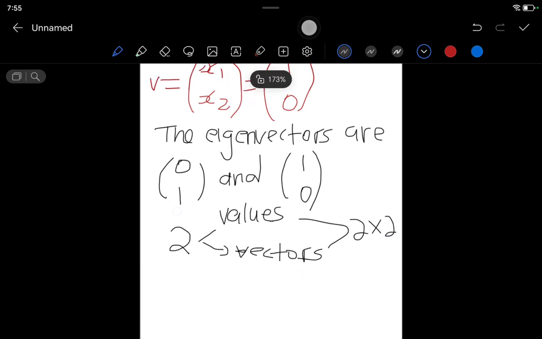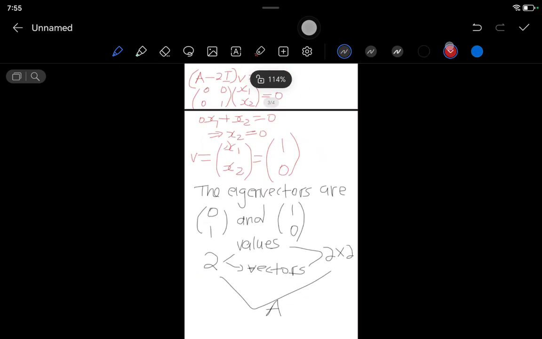What does this tell us about A? Here we can easily use this condition. What does this tell us about A? Is it diagonalizable or not? Yes or no? Is A diagonalizable? Yes or no?